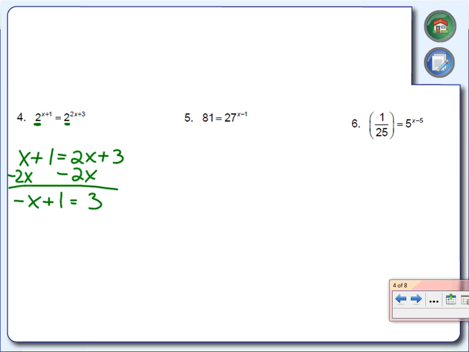Subtract what? 1. Very good. We're going to subtract 1 from both sides. So what do you get when you subtract 3 minus 1, Samantha? 2. Now, this is not the answer yet.